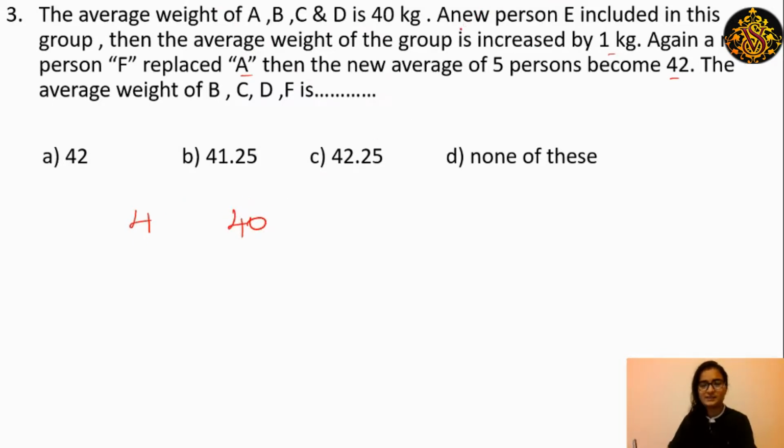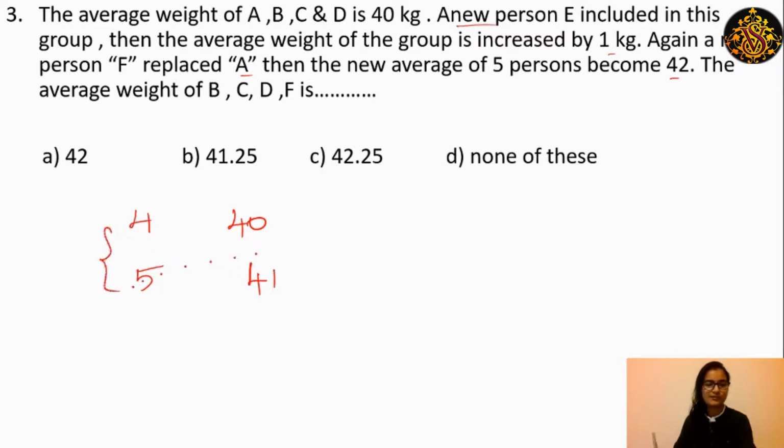Now the second step: a new person E is included in this group. So with A, B, C and D, E is also included. So it becomes 4 plus 1, that is 5, right? In this group, the average weight of the group is increased by 1 kg. So here a new person is included, that is 5 persons, and the average increased by 1 kg, that is 41.